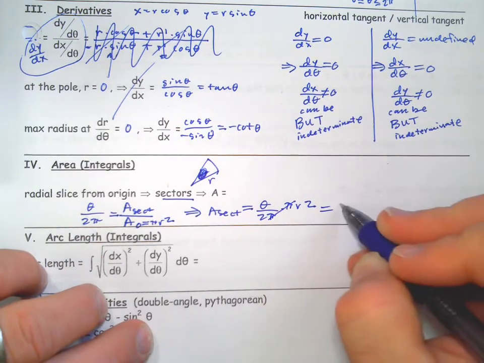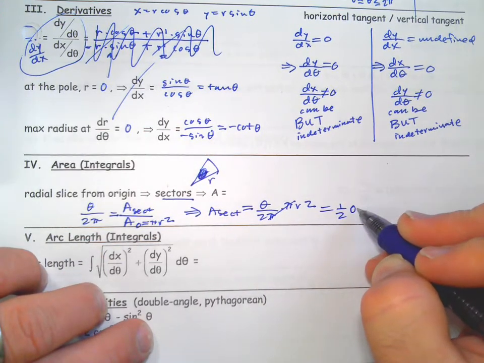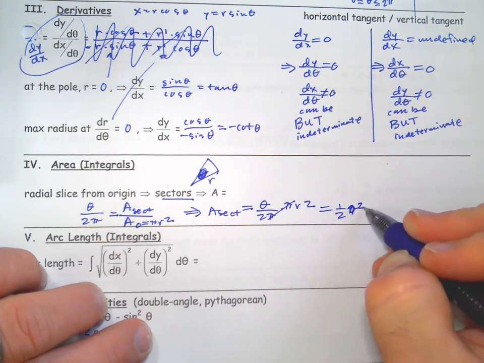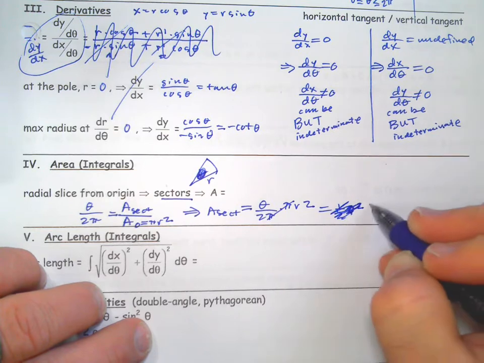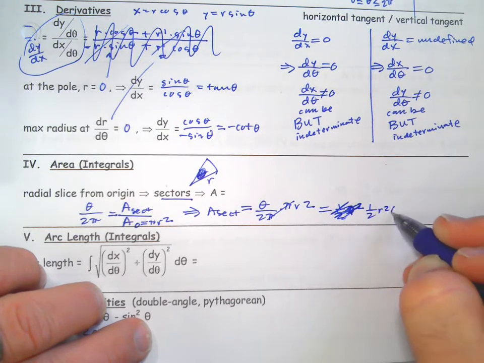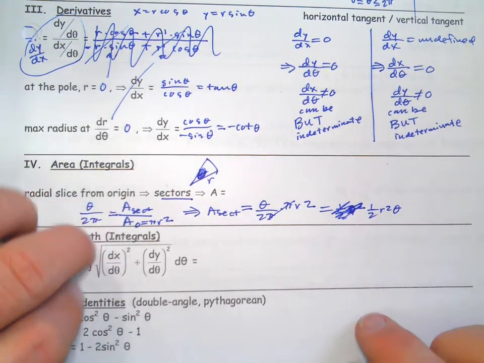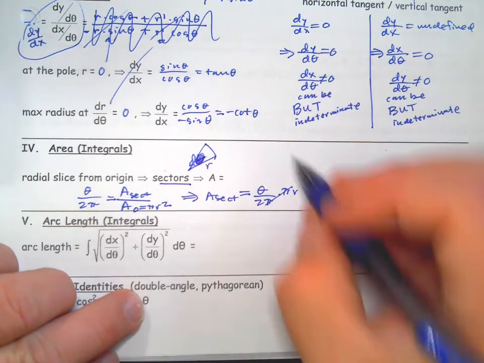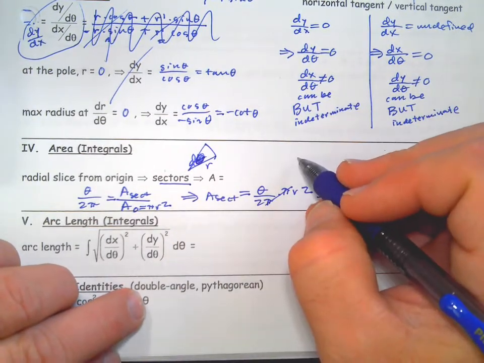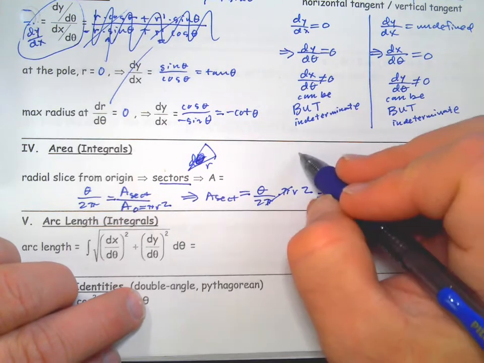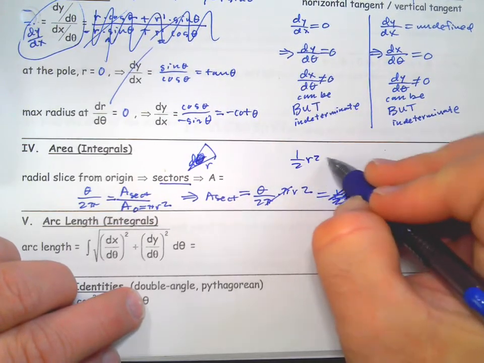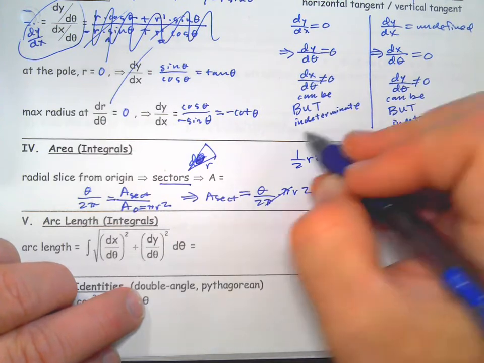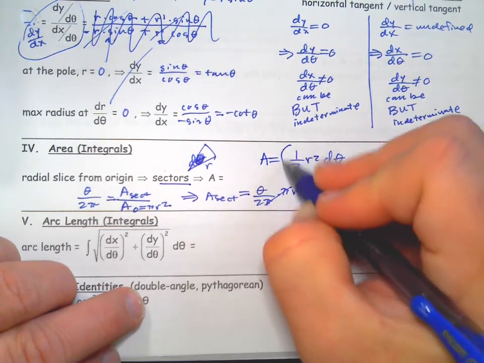And you're going to get 1/2 r squared theta. That's how you find the area of a sector back in geometry. So we're going to use that idea here. We're going to say, okay, well, this is d theta. So the area of one slice is going to be 1/2 r squared d theta. That's one slice. And if you want all the slices, you're going to integrate.